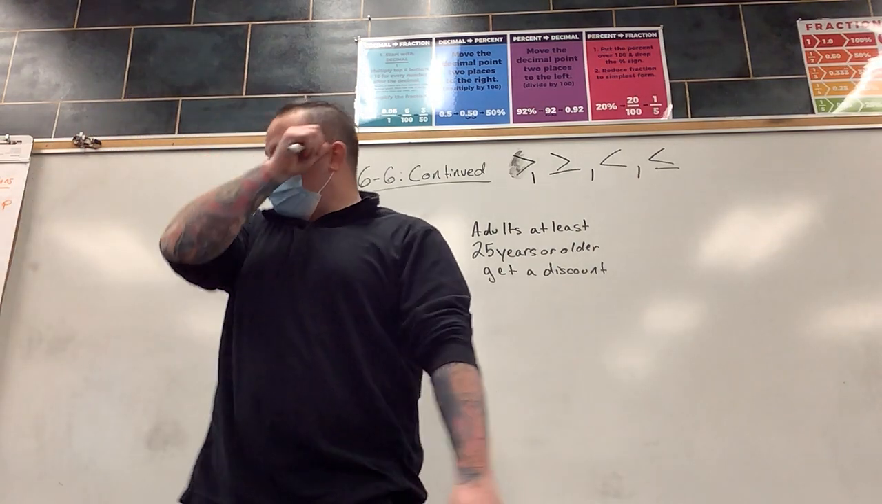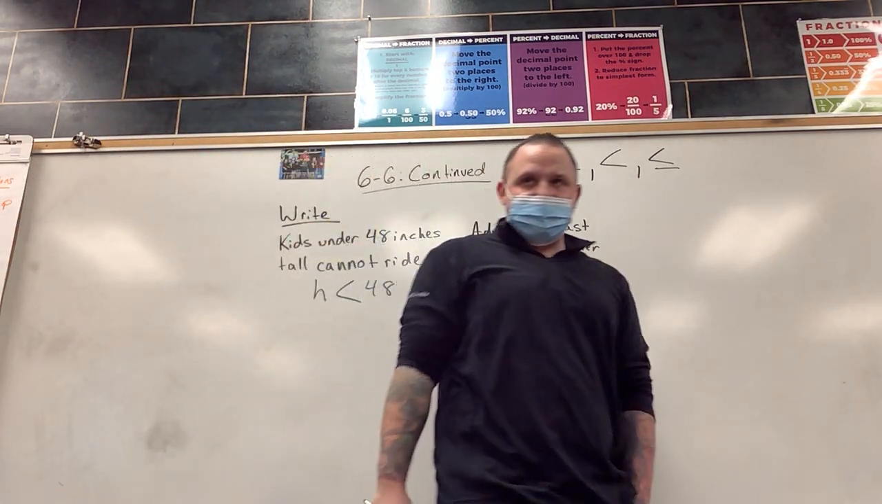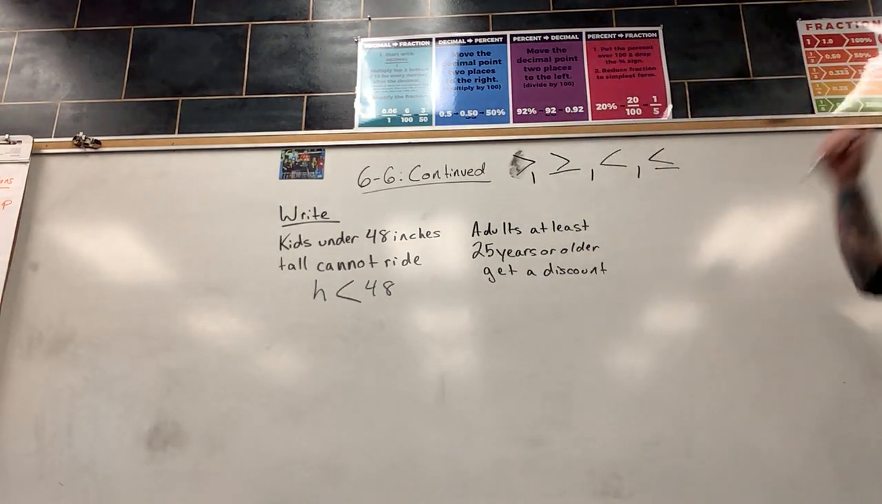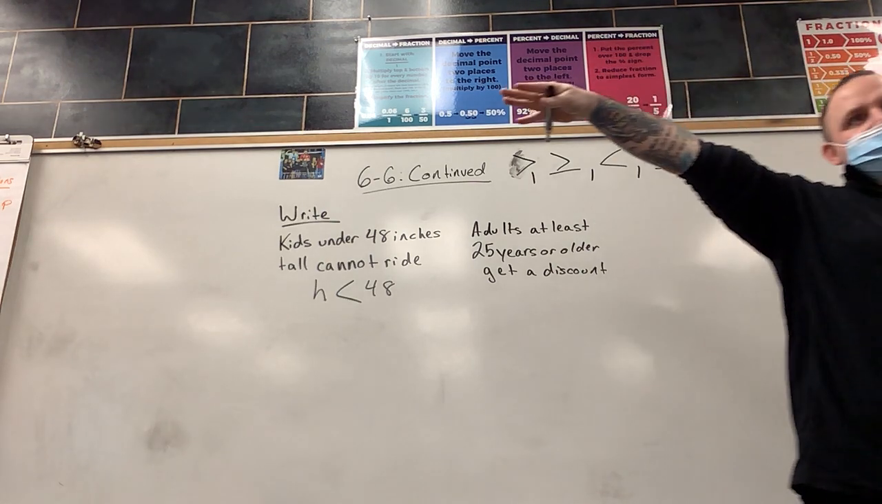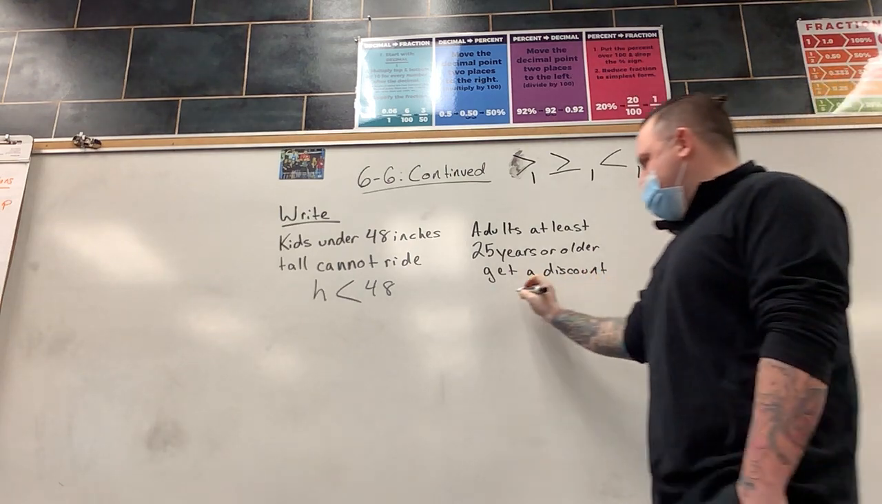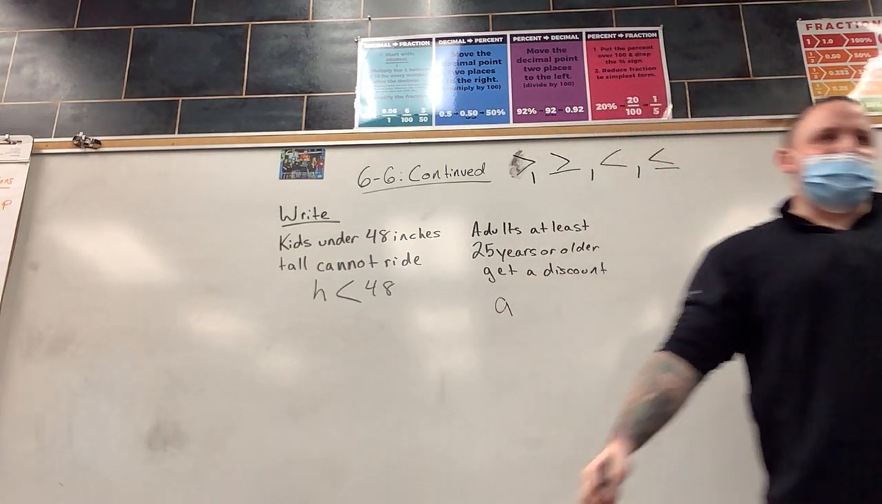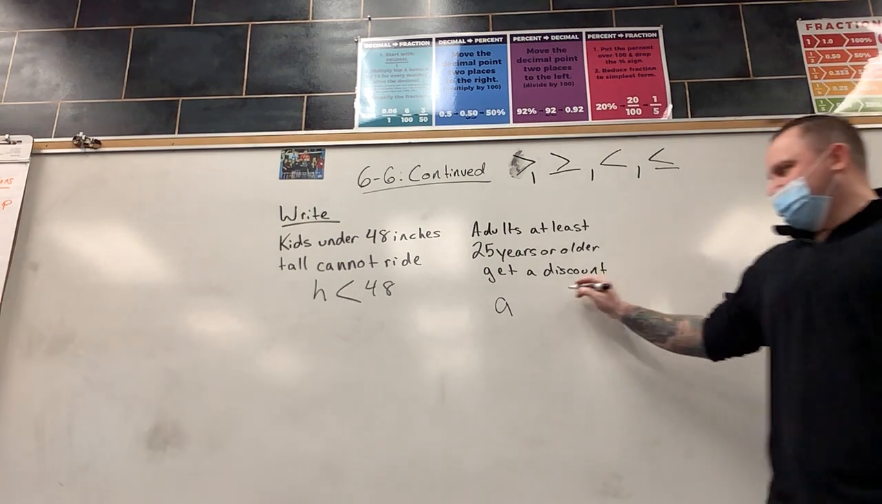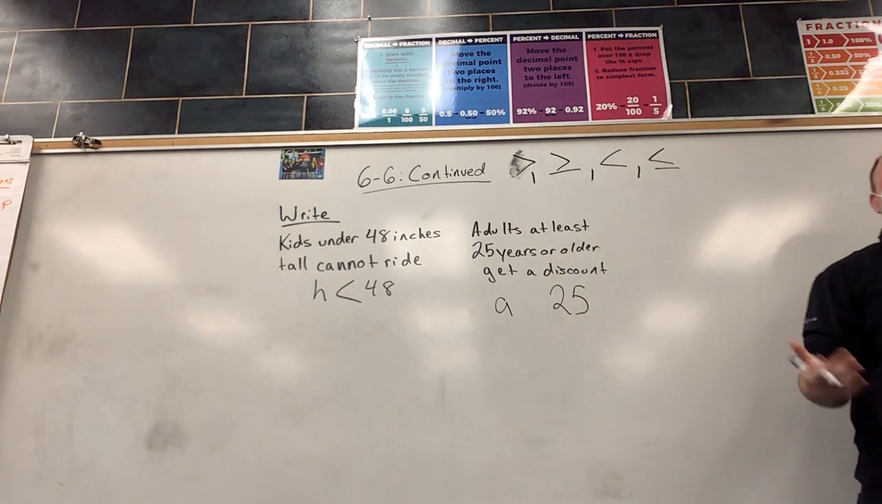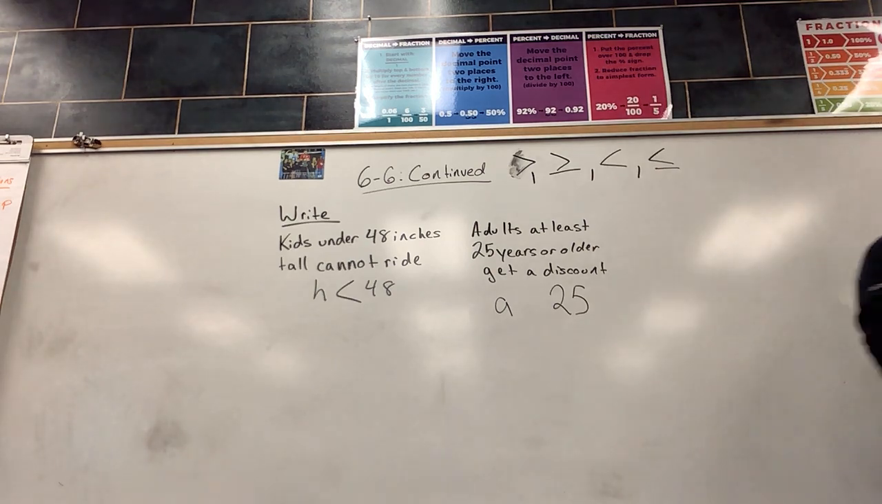What are we comparing here? What is our variable going to be in this case? Anybody have any clues? Landon. It says older, and the only thing that's older is greater. No, the variable right now. Age. So A, right? All right, A works, and then we know that we're comparing 25. Okay? So adults at least 25 years or older get a discount.